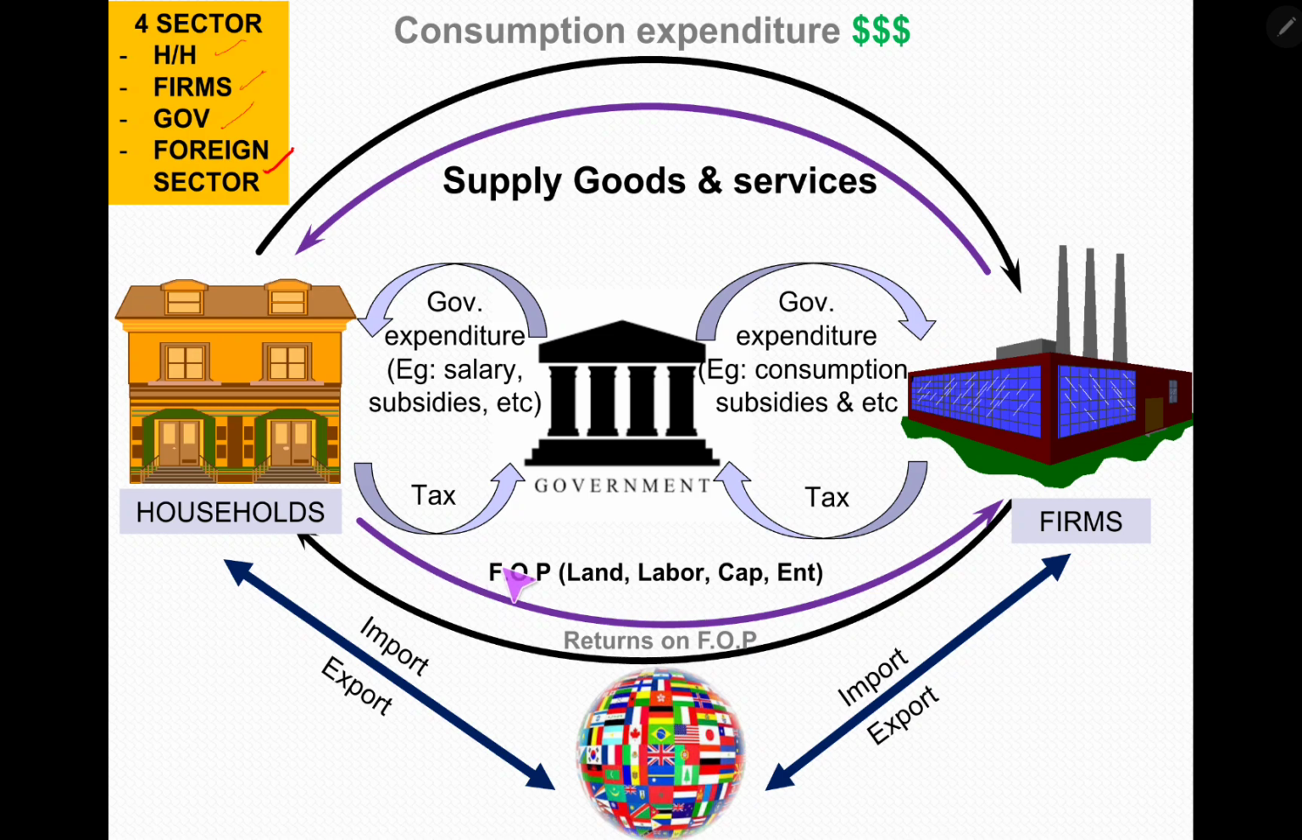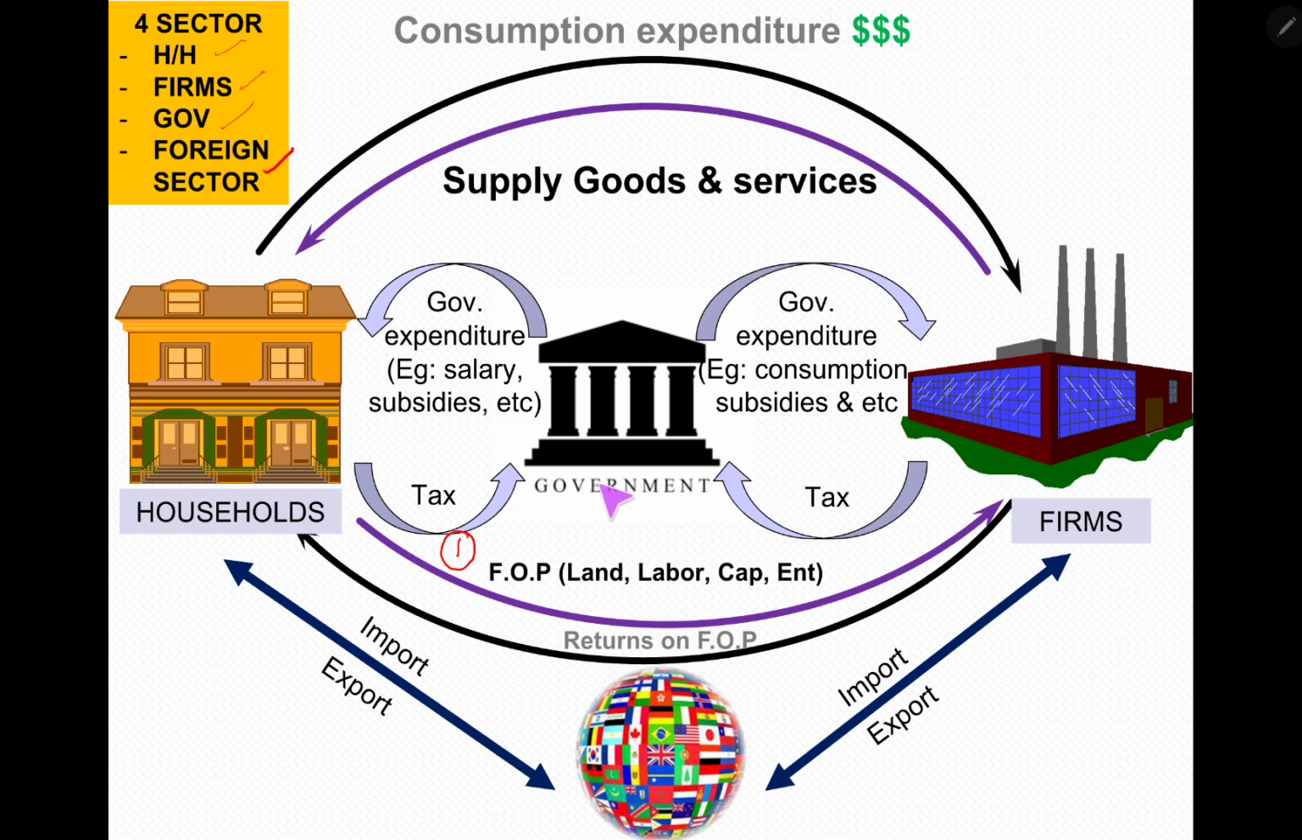So household, as the owner of factors of production, will supply the factors of production or will supply the resources to the firms, and in return they will receive income in the form of wages, salaries, rent, dividend, as well as profit. And this firm, using the factors of production, will produce goods and services and will sell it back to the household, and in return they will receive the income.